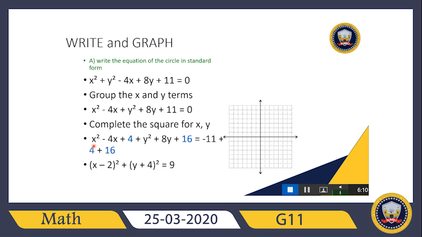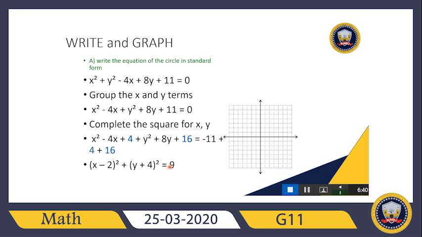So now we have x squared minus 4x plus 4. We can write this as (x minus 2) squared, because if you factorize this, you will get x squared minus 4x plus 4. And we have y squared plus 8y plus 16 equals (y plus 4) squared. And minus 11 plus 4 plus 16, this would lead to 9.